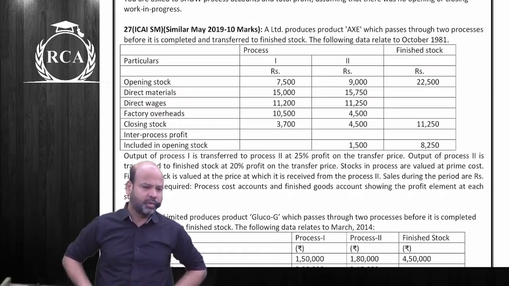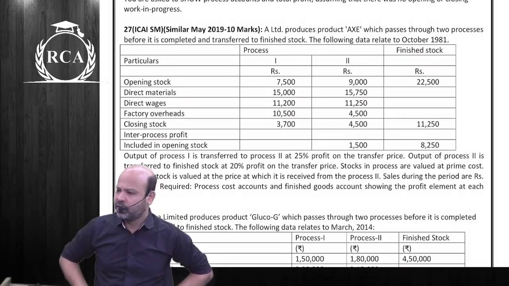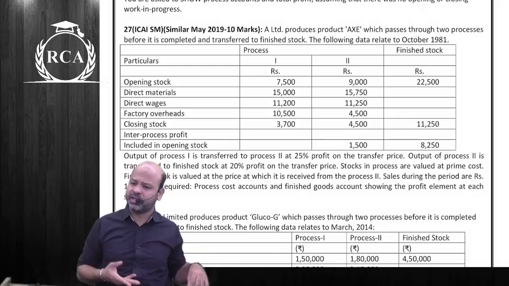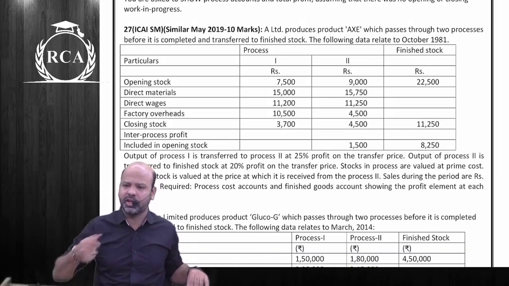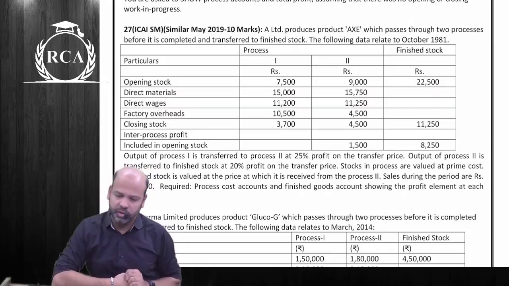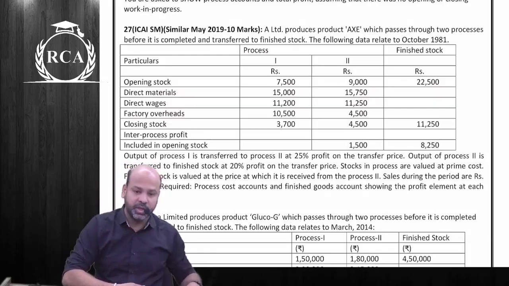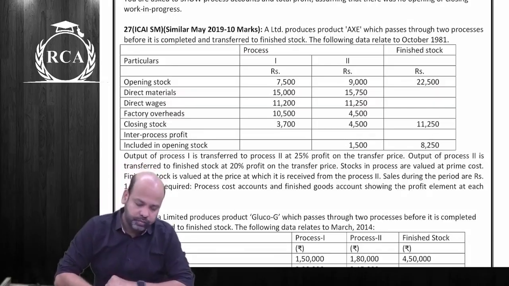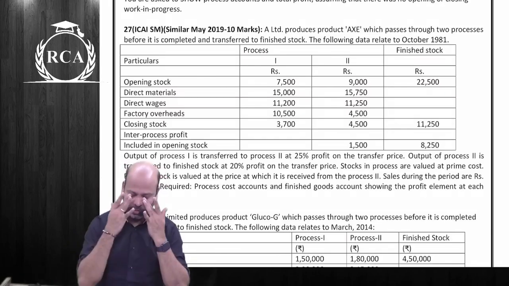What is the problem with valuing it at prime cost? We are not including overheads. Overheads are also manufacturing expenses, guys, and by default, whether it is marginal costing or absorption costing, we still include overheads. Under marginal costing, we include only variable manufacturing overheads. Under absorption costing, beta, we include both variable and fixed manufacturing overheads.